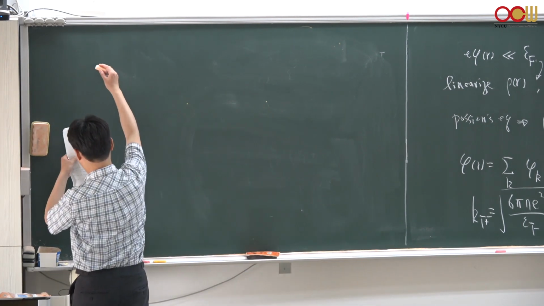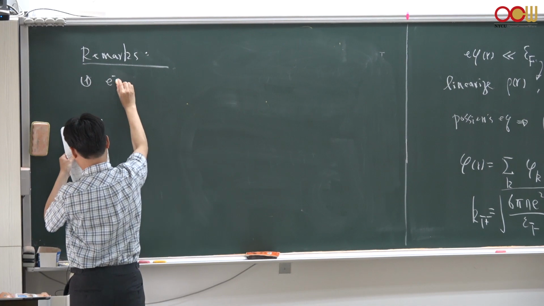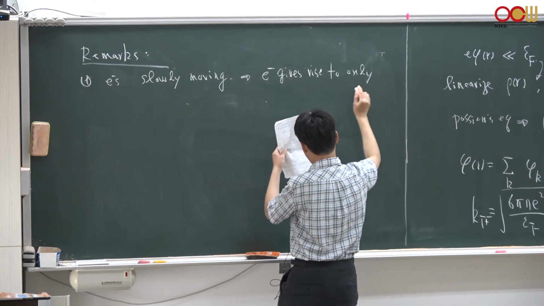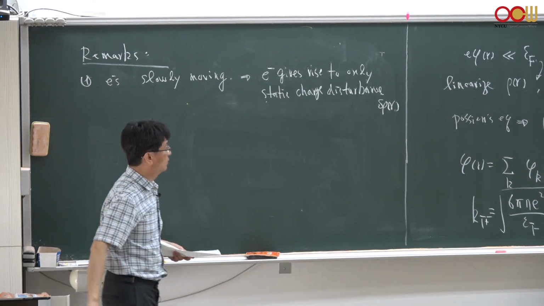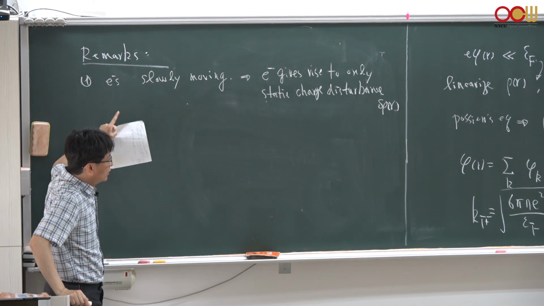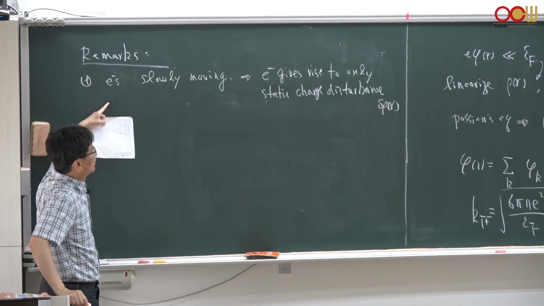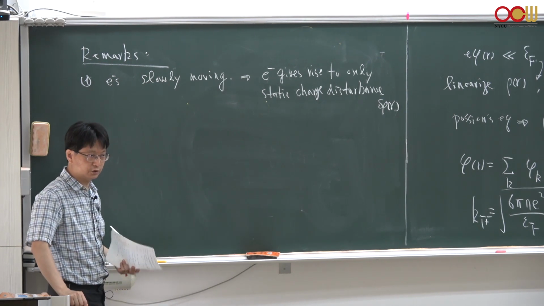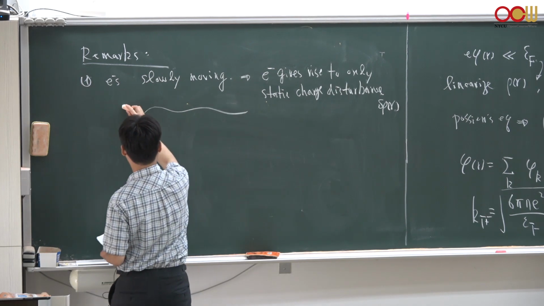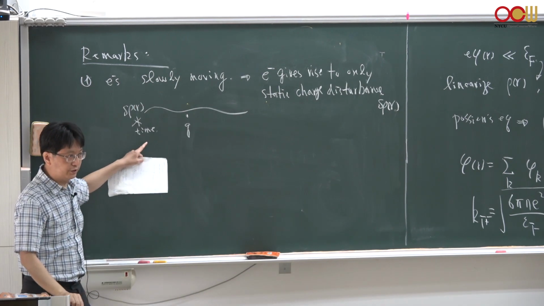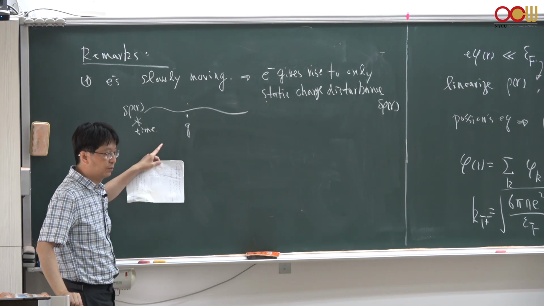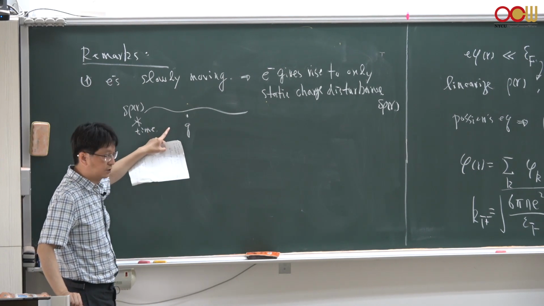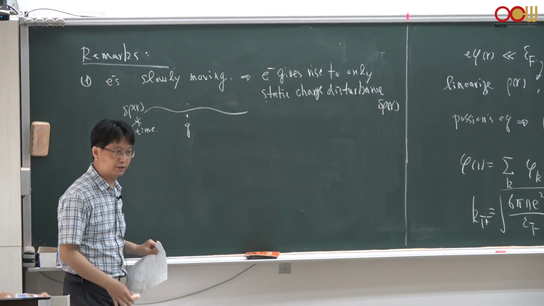There are some requirements. First thing is that the electrons move very slowly so that electrons give rise to only the static disturbance. This is a very important remark because we consider very slowly moving electrons in solids, so that the test charge Q will induce only a static charge distribution, which means that this distribution does not depend on time. But in reality, we know that this is not the case. And we will see in the next chapter that this charge disturbance fluctuates both in space and in time.